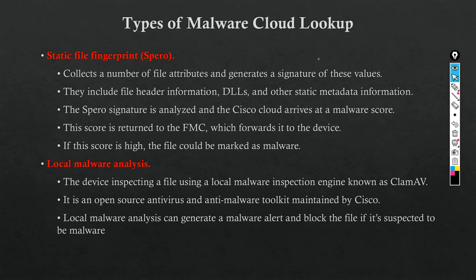Great. So here it says the device inspects a file using a local malware inspection engine known as ClamAV. It's an open source antivirus and anti-malware. So it's not only antivirus, it's also an anti-malware toolkit maintained by Cisco. Great. Local malware analysis can generate a malware hit and block the file if it's suspected to be malware.